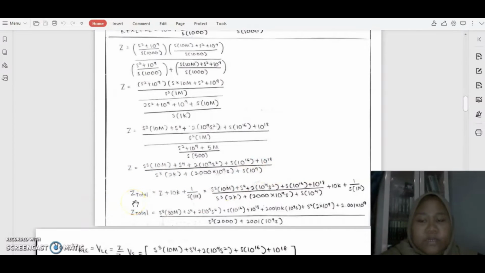Next, we need to find the Z total. So for Z total, it is Z plus 10K plus 1 over 1 micro s. So this is the answer for Z total.